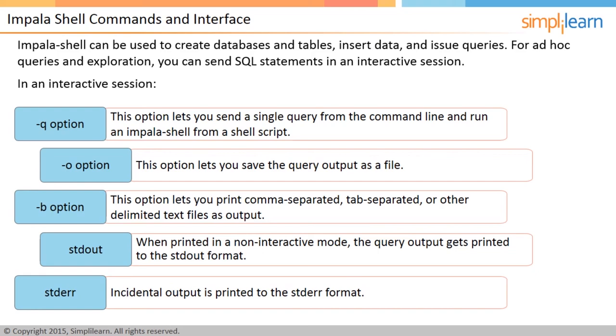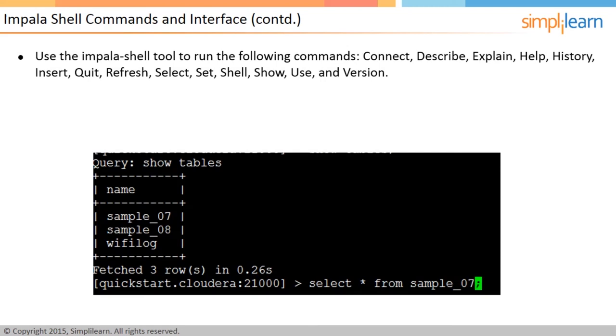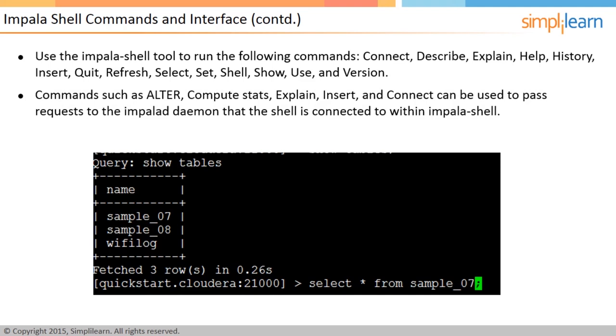Let us look at more Impala shell commands in the next screen. You can use the Impala shell tool to run the following commands: connect, describe, explain, help, history, insert, quit, refresh, select, set, shell, show, use, and version. Commands such as alter, compute stats, explain, insert, and connect can be used to pass requests to the Impalad daemon that the shell is connected to within Impala shell. In the next screen, let us view a demo on launching the Impala shell command.